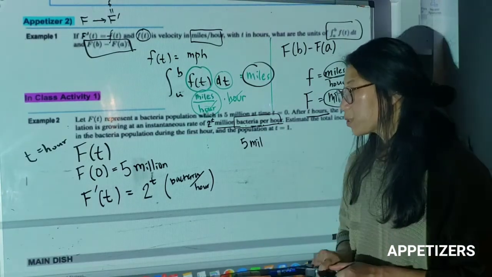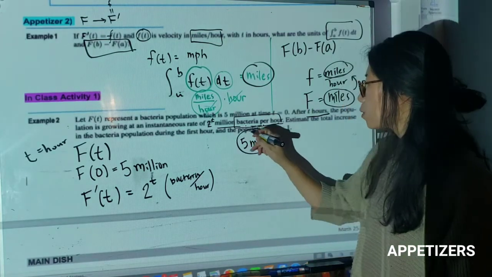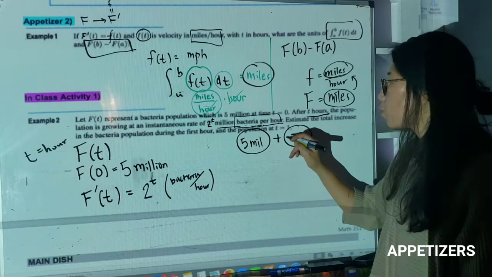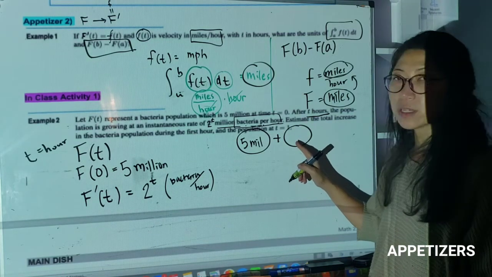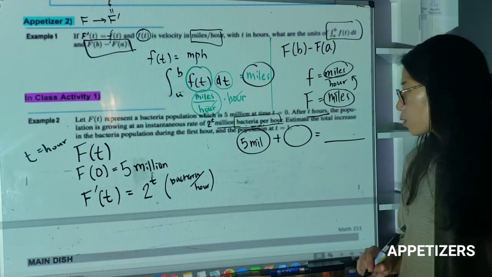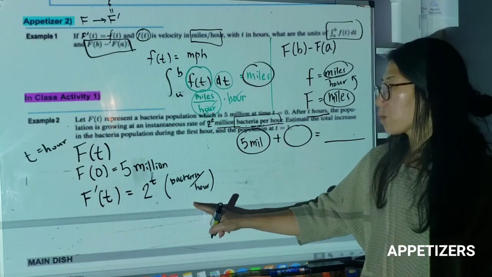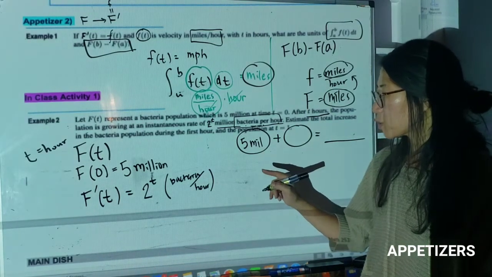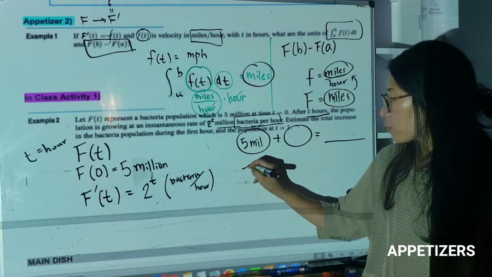So what we really want to find in this question: there are 5 million bacteria starting, and in the first 1 year, how much does the total population of bacteria increase? That amount is what we want to show. This one is the rate, and we are not looking for the rate. We are looking for the bacteria population. So in the first 1 year, what will be the bacteria population?